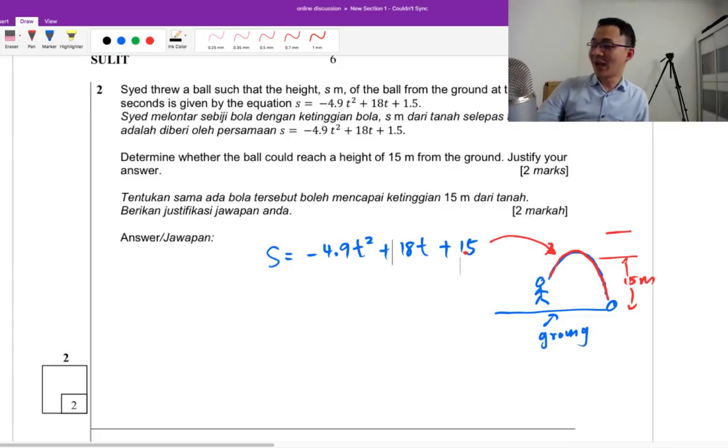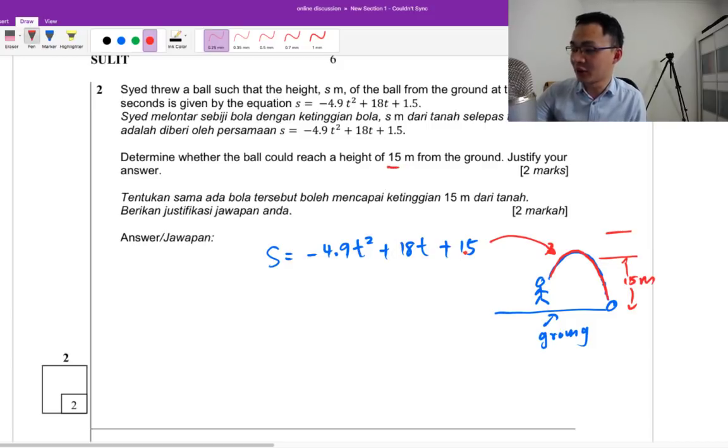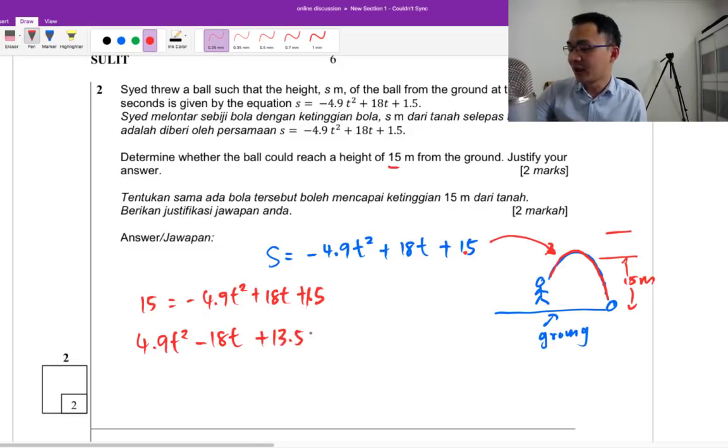Okay, so if I want to know, what I will do is, I know the 15 meter basically is the s, right? So I will substitute 15 into the s here. So I got 15 equals negative 4.9 t squared plus 18t plus 1.5. Alright, so I will try to solve this equation. I will get 4.9 t squared minus 18t, I move the 1.5 to the other side, I will get plus 13.5 equals 0.